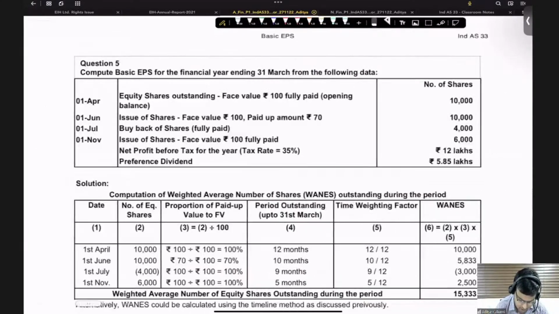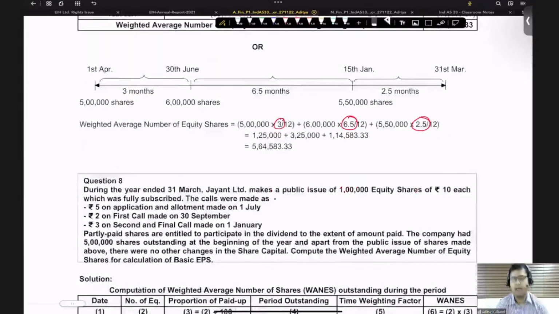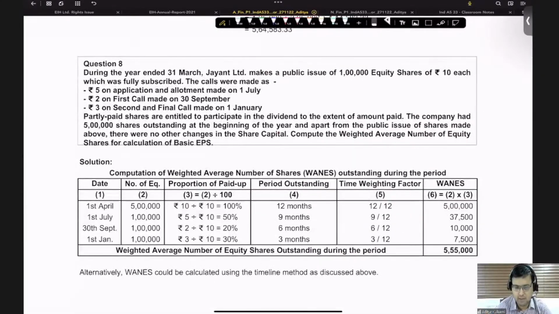All right. Now let us proceed to the next question, which has partly paid up shares. During the year ended 31st March, Giant Limited makes a public issue of 1 lakh equity shares of rupees 10 each, which was fully subscribed. The calls were made as rupees 5 on application and allotment made on 1st July, rupees 2 on first call made on 30th September, rupees 3 on second and final call made on 1st January.